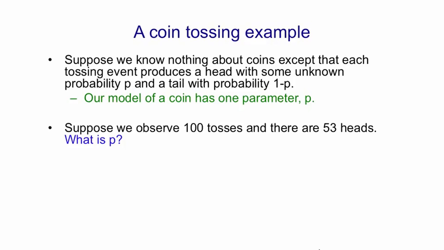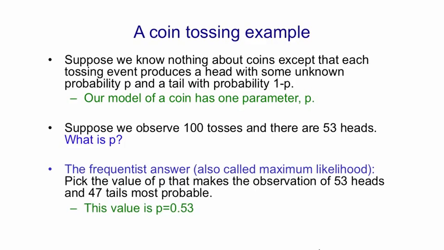What happens now if we see 100 tosses and there are 53 heads? What is a good value for p? Well, obviously you're tempted to say 0.53, but what's the justification for that? The frequentist answer, which is also called maximum likelihood, is to pick the value of p that makes the observations most probable, and that value of p is 0.53. It's not obvious that's true. Let's derive that.